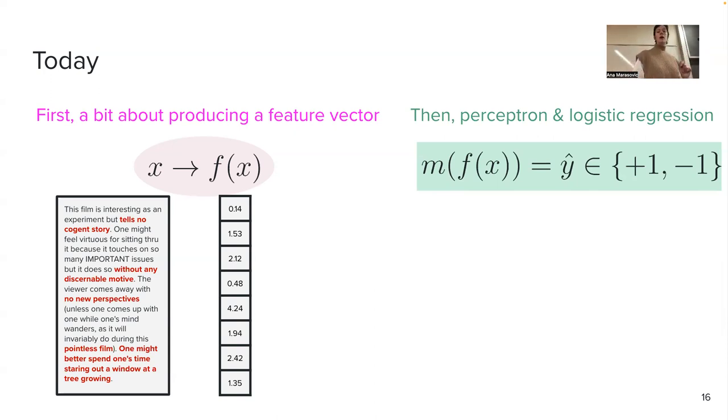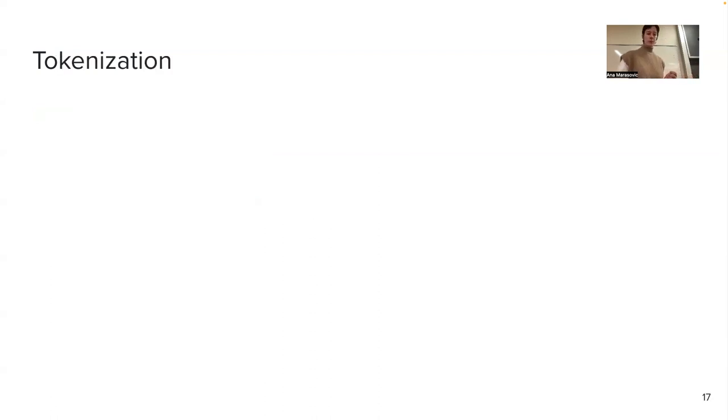So these are the things we are going to talk about today. First, feature vector, then how to learn this function m, and the specific functions we are going to learn are perceptron and logistic regression. So let me go into the feature vector. First thing we'll need to do before we produce a feature vector is something called tokenization. Massively important component of all NLP systems, of large language models, and therefore of AI today.